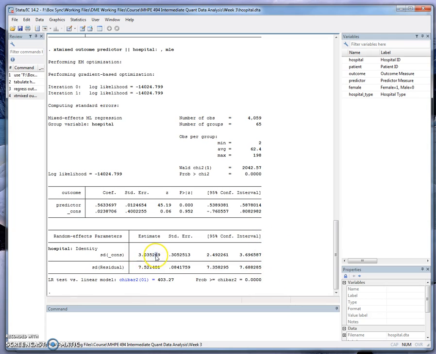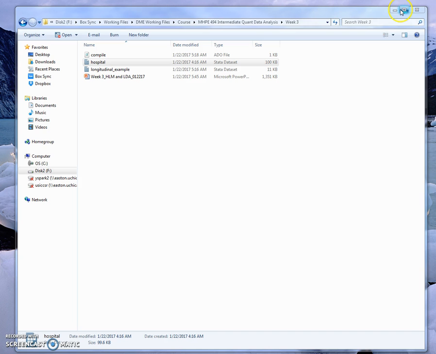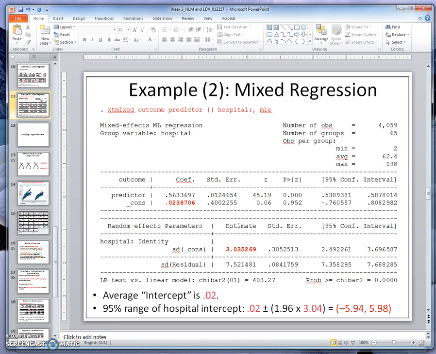Basically, this is the standard deviation of your intercept, and I'll talk more about this. And then this is your residual variable. This is like the zeta term that we talked about earlier, and this is your epsilon term that we talked about earlier. So how do we interpret all of this? We go back here.